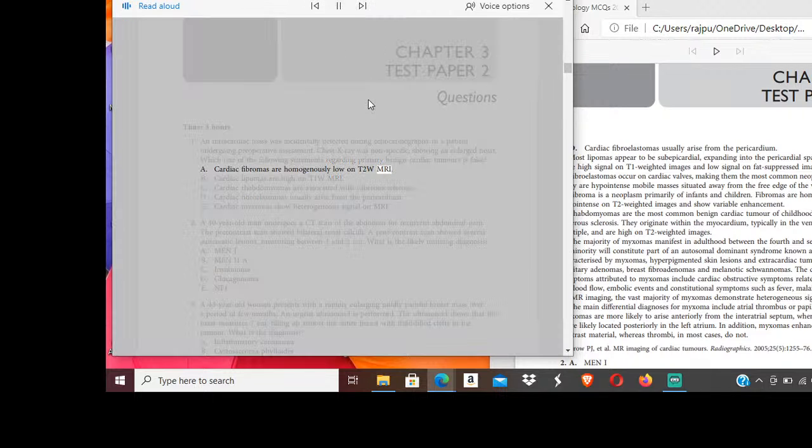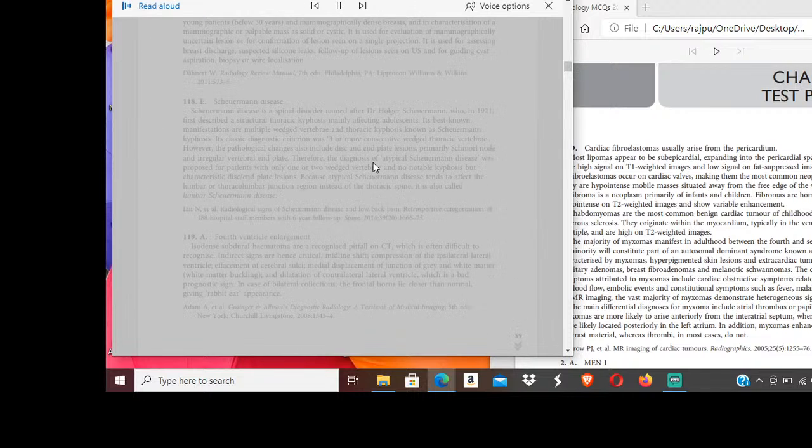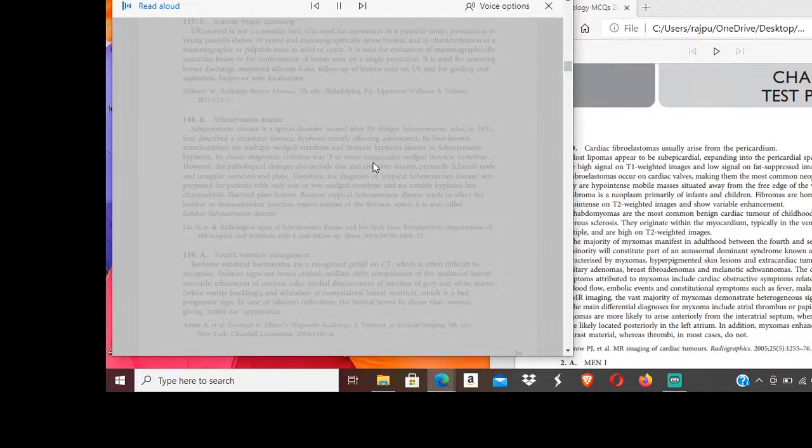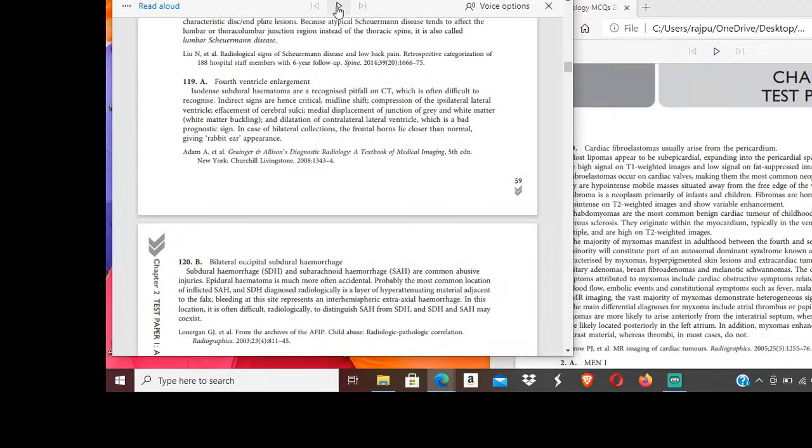MRI. B. (117). E. Routine breast screening. Ultrasound is not a screening tool.